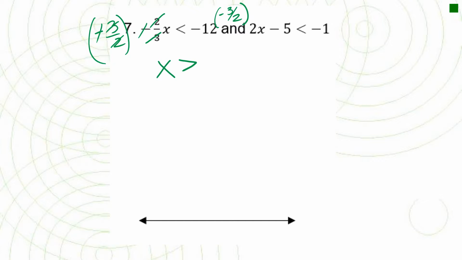All right, so now I'm going to go to the other side. I have a negative times a negative, so that's a positive. And then 12 times 3/2. The 2 and the 12 cancel with a 6, so that gives me 18. So there's my first one. X is greater than 18.